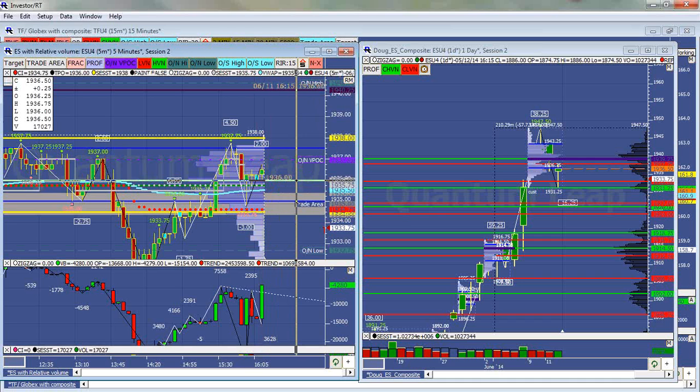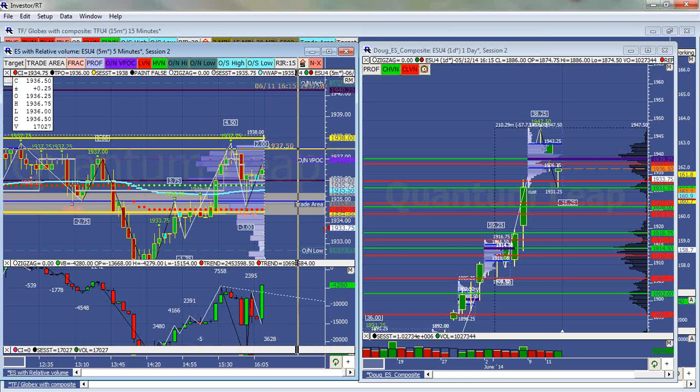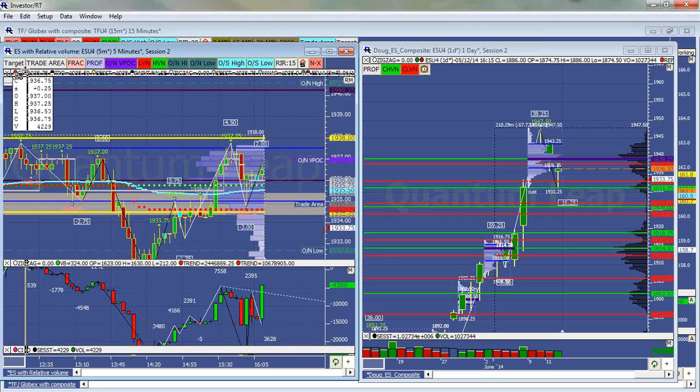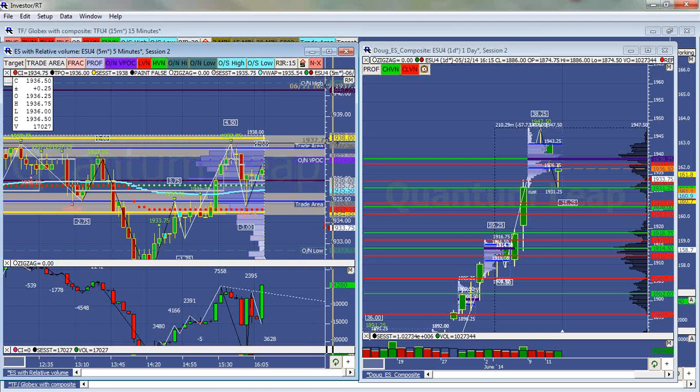I'm sorry, did I say 37? Naked VPOC at 36, take out the naked close at 36.50, and then the overnight VPOC at 37, and test the value area high up here at 37.50. That would be where I'd be looking for responsive sellers to step in around 37.50.